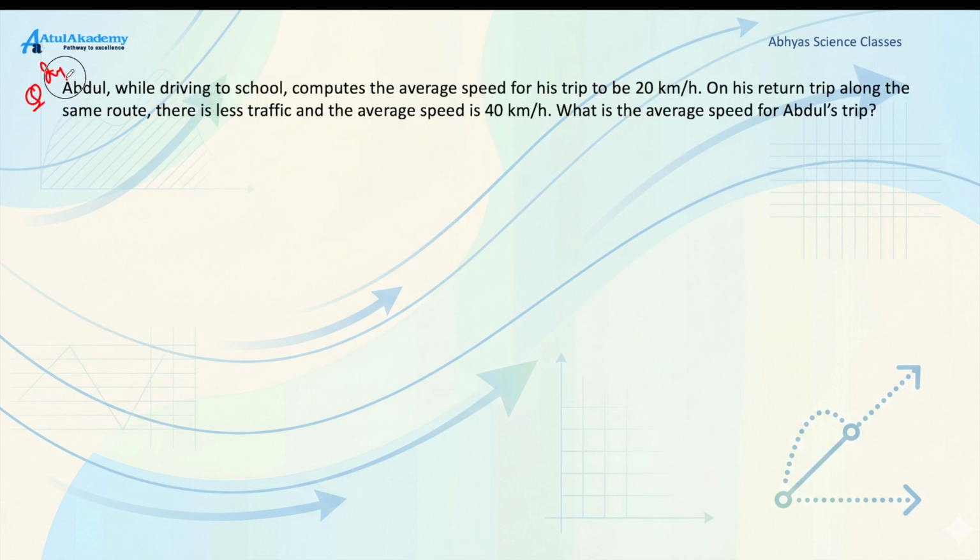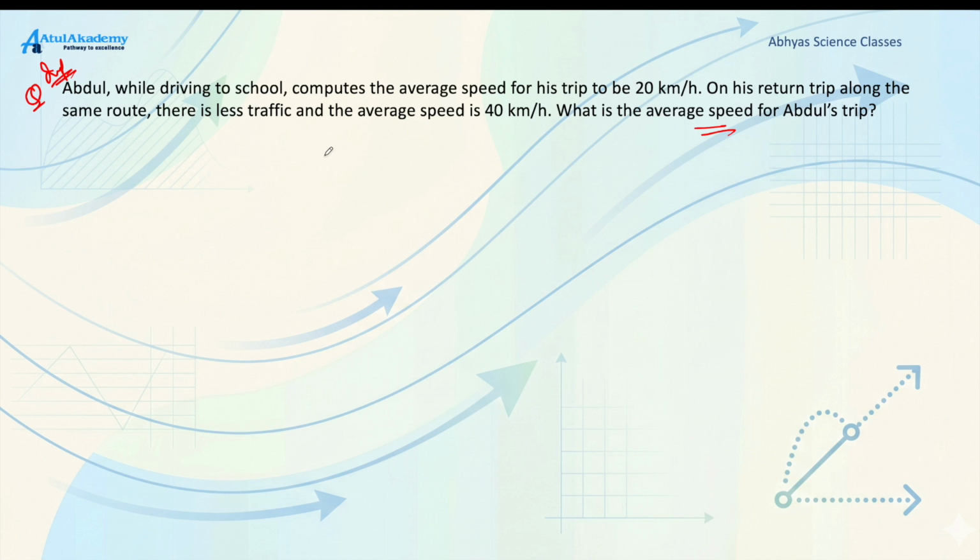Very important question, you can mark it as an average speed question. Abdul, while driving to school, computes the average speed for his trip to be 20 km per hour. On his return trip, along the same route, there is less traffic and the average speed is 40 km per hour. What is the average speed for Abdul's trip?